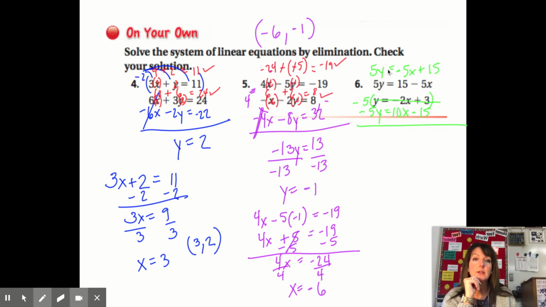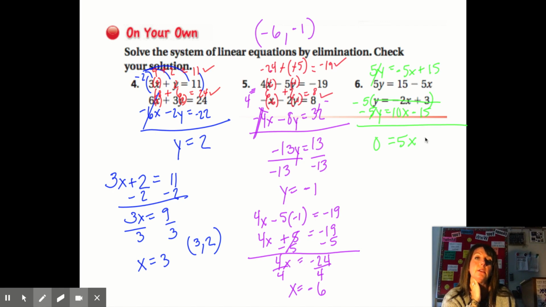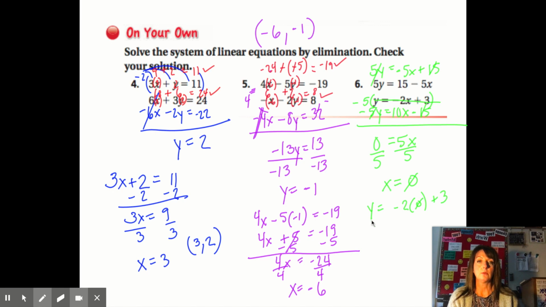All right, now I'm getting rid of this. So 5y minus 5y is 0, right? And that's going to be equal to, in this case, a negative 5x plus 10x is 5x, and 15 minus 15 is going to be 0, right? That cancels too. So when we solve for x, we find that x is equal to 0. Now, if x is equal to 0, let's go to the second equation. So y is equal to 3. So 0, comma 3 would be my ordered pair.